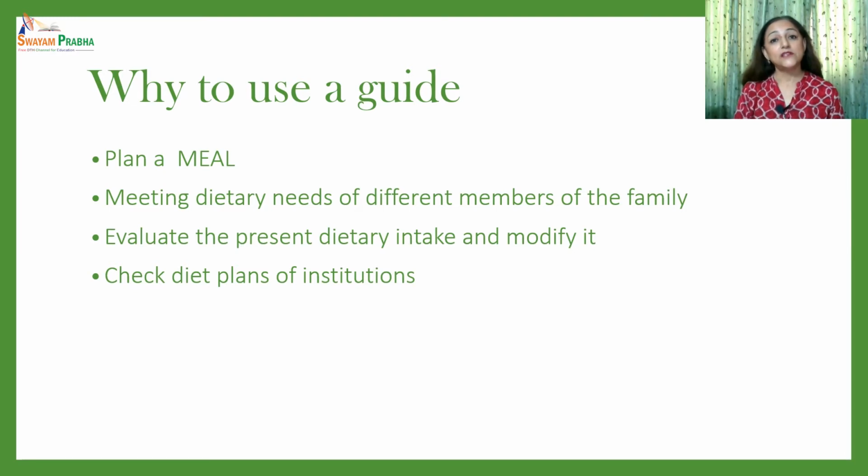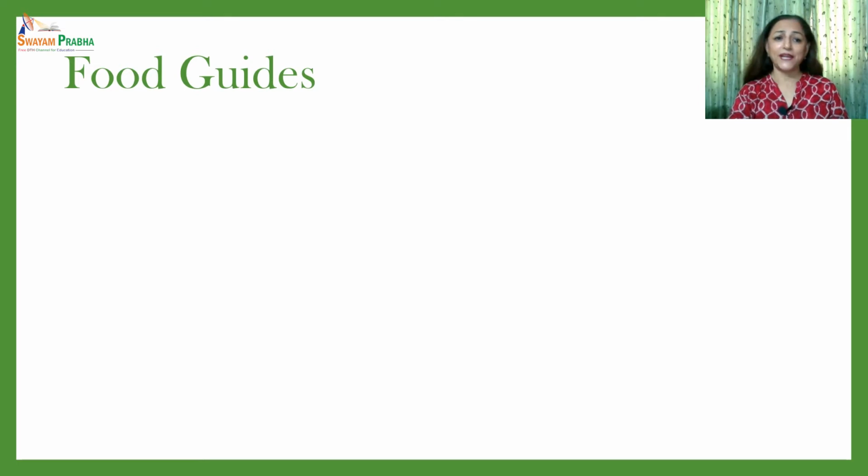Now, there are institutions such as hospitals, then there are school canteens, there could be a college mess, or there could be a hotel or an old age home. All these institutions cater to different sets of populations. So the meal plans according to the needs of the population can be designed and checked with the help of these guides. And what are the different types of food guides which are available to us?